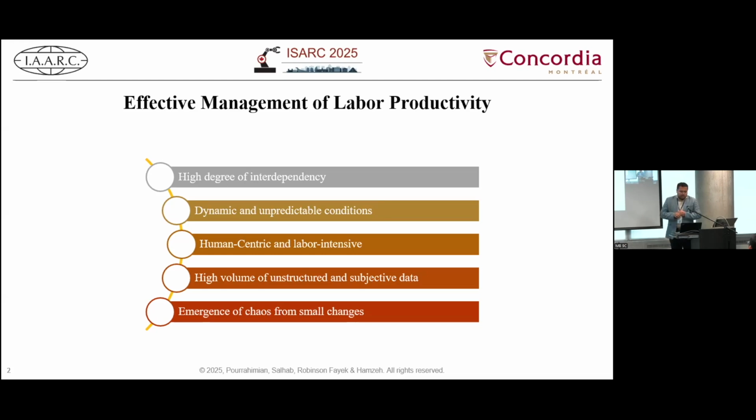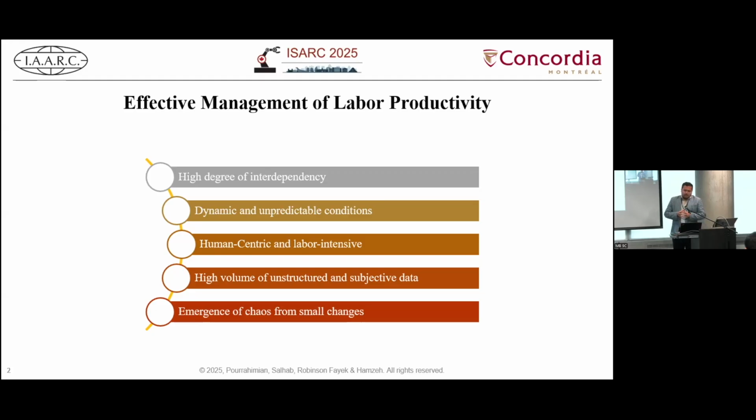In this study, we are trying to understand how we can identify interrelated factors and how they impact the productivity of the labor. Effective management of labor productivity is important because it has a high degree of interdependency and it is difficult to manage, with dynamic and unpredictable conditions that can happen with human beings. Most of the studies we've done relate to human-centric and labor-intensive projects, with a high volume of unstructured and subjective data related to human beings, regarding the cognitive load on them and the problems that they have. Most of this is not captured in the data set.